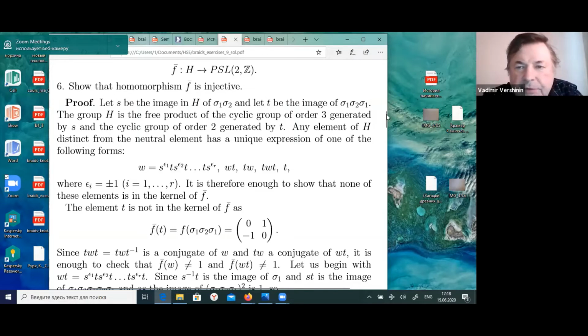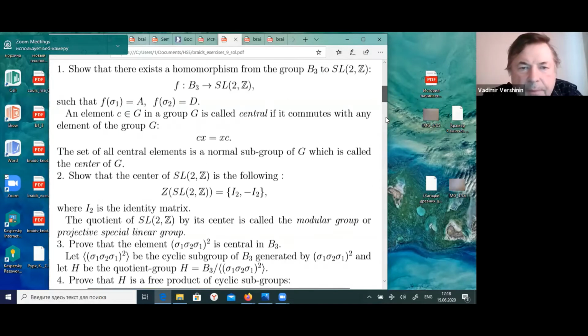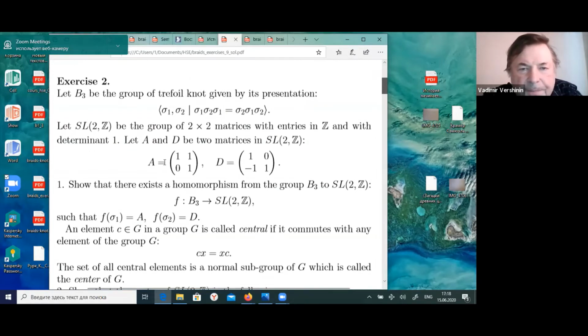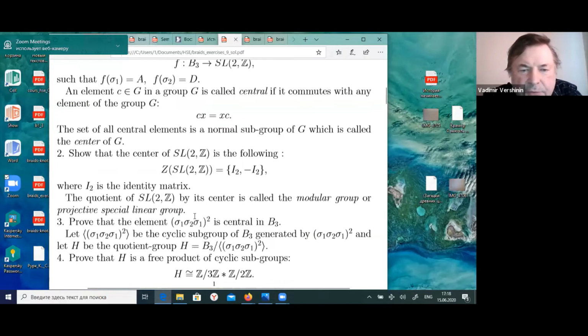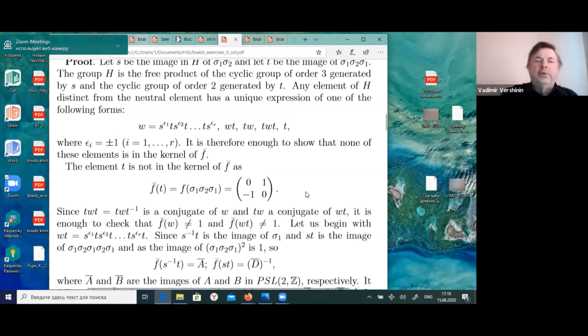multiplication by matrices. If you remember, sigma 1 goes to A, sigma 2 goes to D. So if you make a multiplication of matrices, you have this beautiful matrix with determinant 1. So for T, it is okay. It is not in the kernel. Then let us look at TWT.